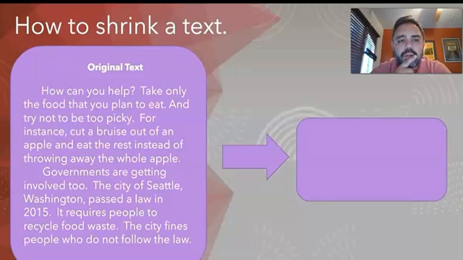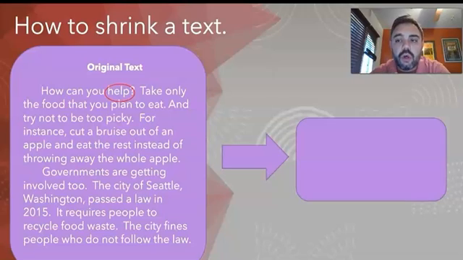Okay, rereading it, I want to first identify the main idea. Now, luckily, the author's done a great job, and they've clued us into the main idea with the word help. This section is all about how we can help eliminate or reduce food and yard waste. So that's pretty good. Okay, so I have my main idea.